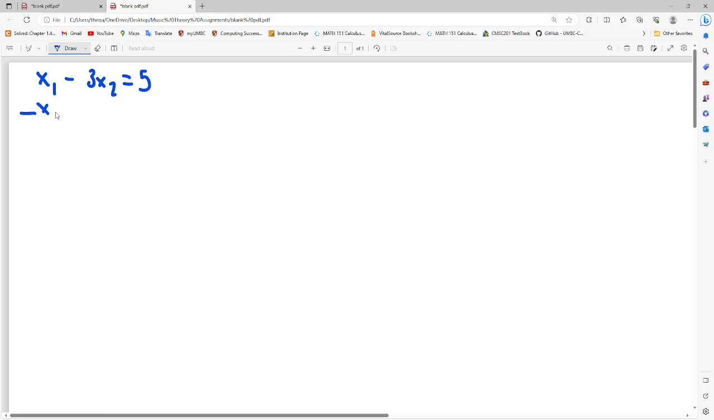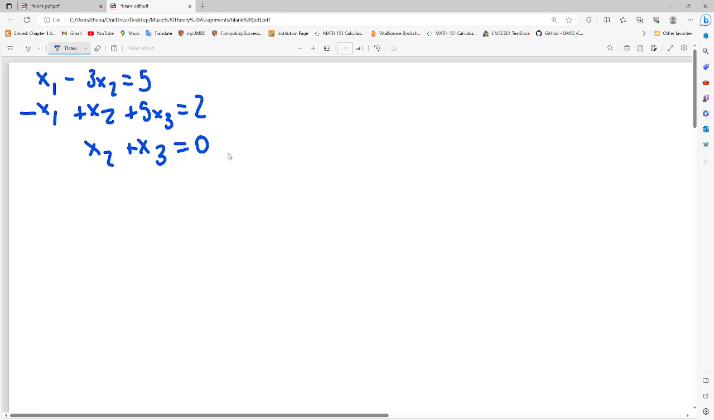We have negative x1 plus x2 plus 5x3 is equal to 2. Then we have x2 plus x3 is equal to 0.